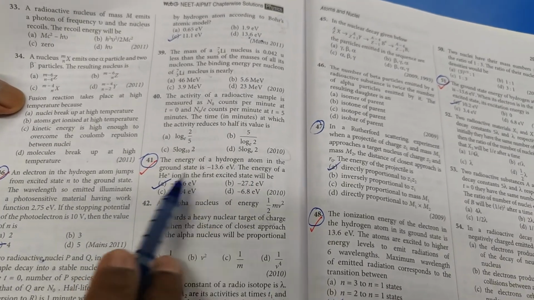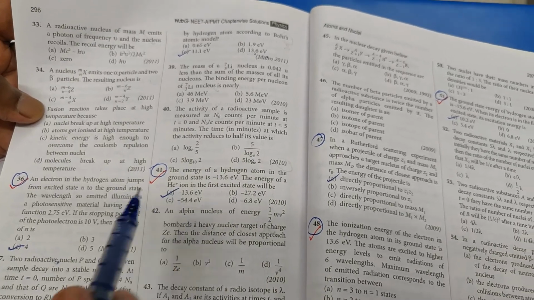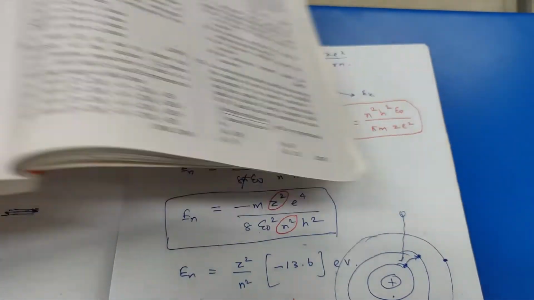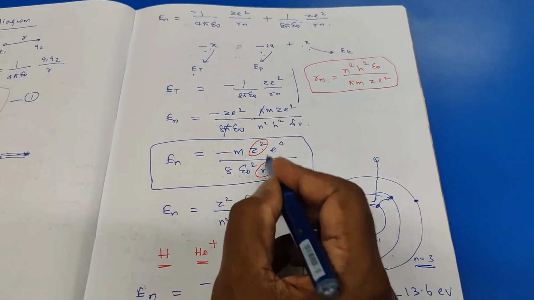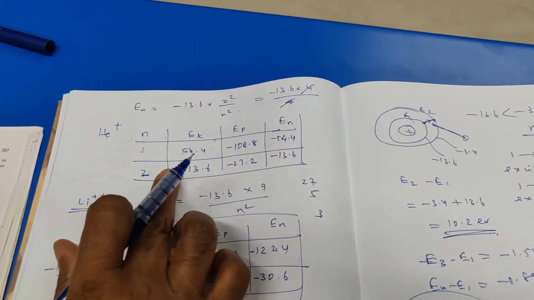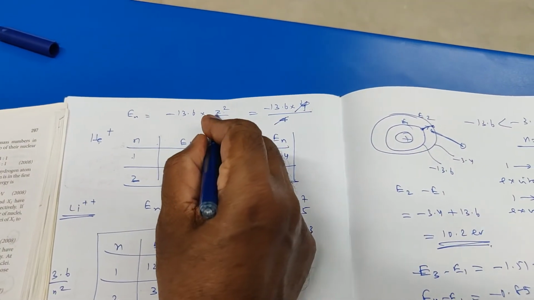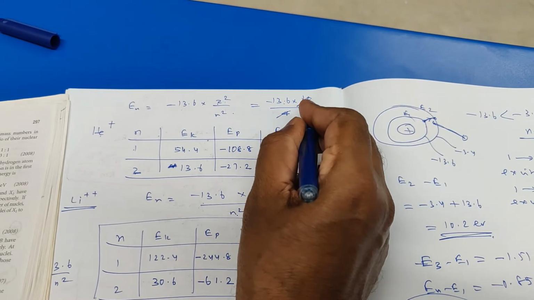41: the energy of the hydrogen atom in the ground state is minus 13.6. We know. What is the energy of the helium? The energy formula we have written here has Z square by N square. Therefore, for helium, we have made a table. For helium, Z becomes 2. So, minus 13.6 into 4.